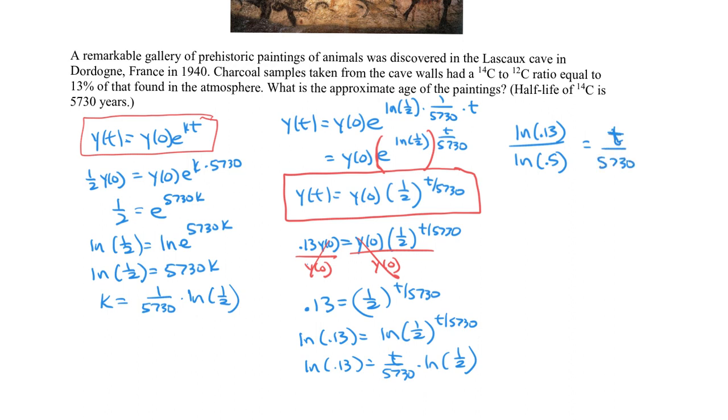We want to solve for t, so I need to multiply both sides by 5,730. And that would give me t equals natural log of 0.13 divided by natural log of 0.5, and then that times 5,730. And if you go through that on your calculator, you should get t is roughly equal to 16,866. I'll round it to the nearest year.